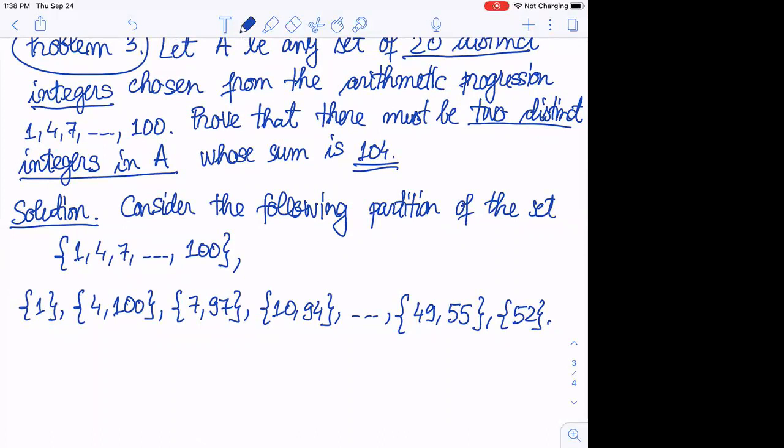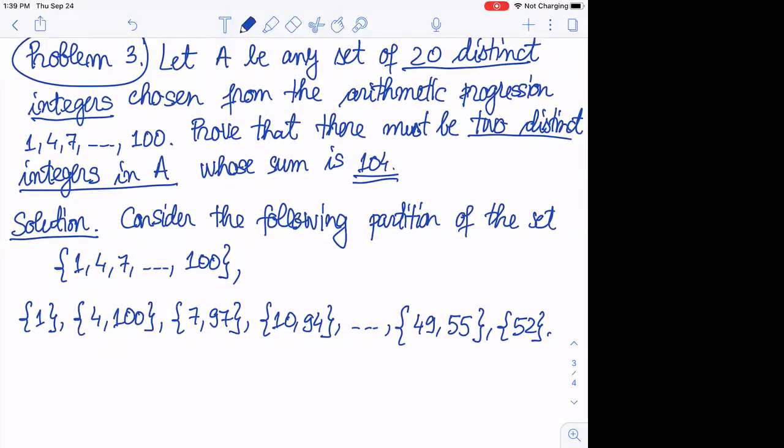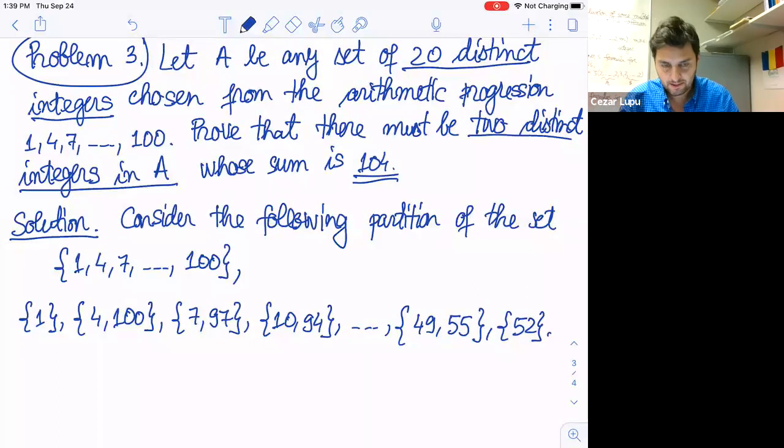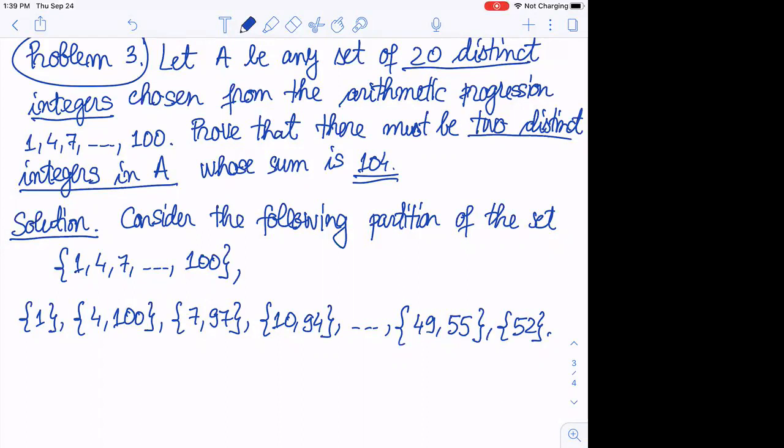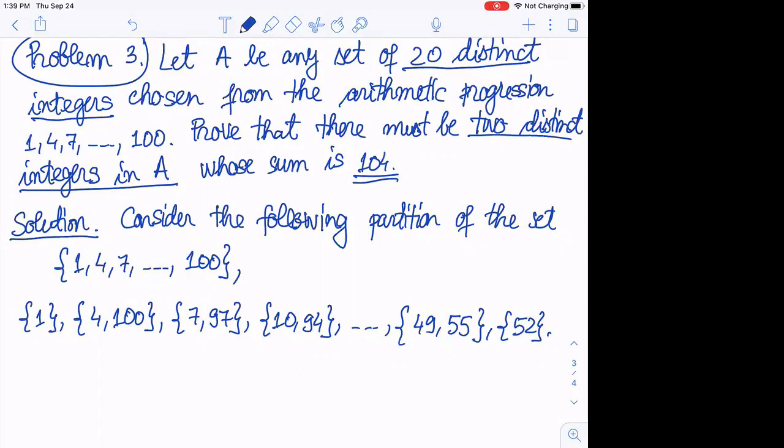I have a question, just a curious one. You grouped 4 and 100. How come you didn't group 1 and 100, and then it would be 4 and 97? Because their sum is not 104. Oh, right, the sum. If I had asked you to show that there exist two distinct integers in A such that their sum was 101, then you would have said maybe I should have grouped 97 and 4. I understand. Yes, that's why you group them together.